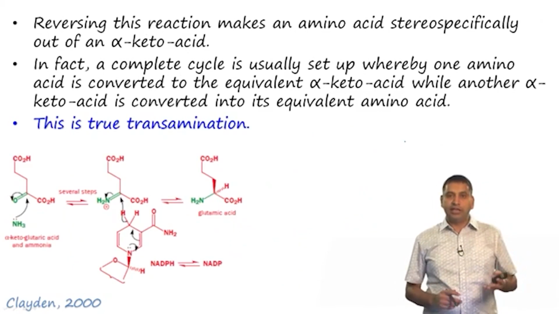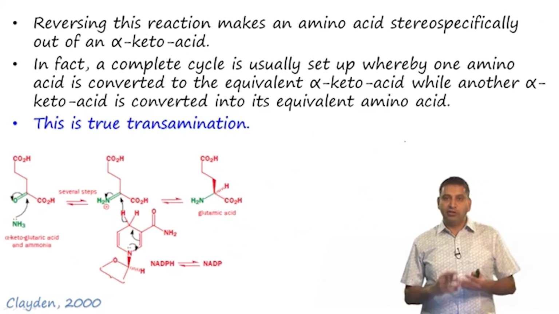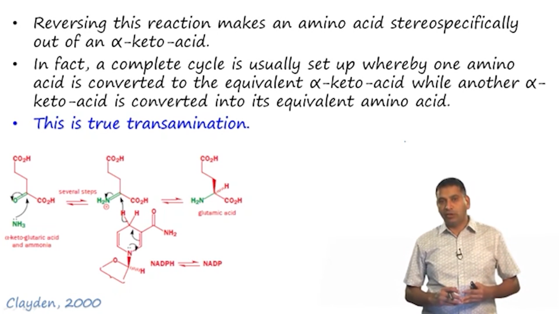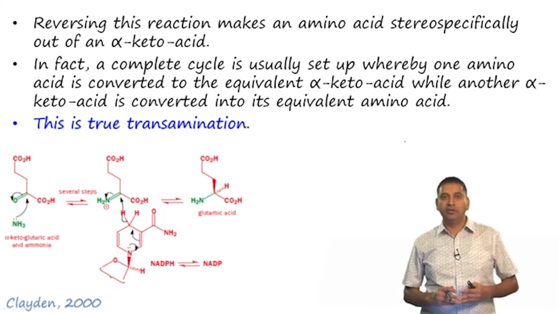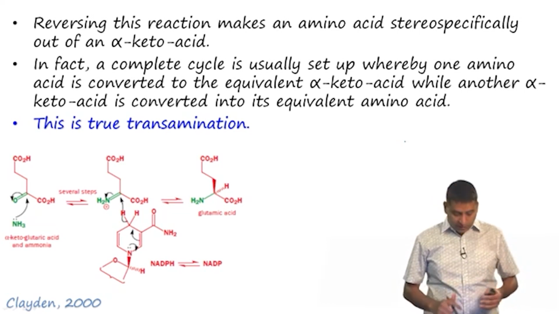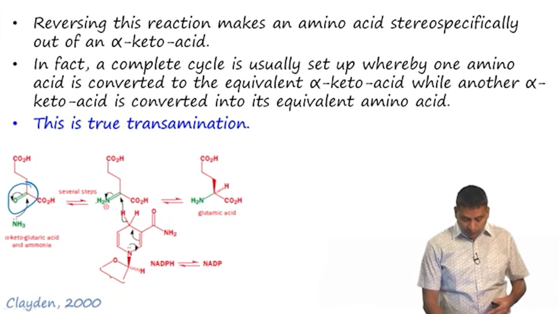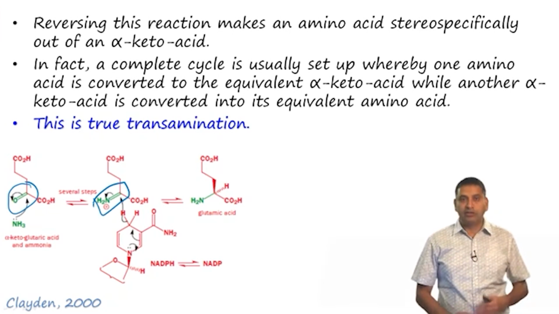Now, reversing this reaction makes an amino acid stereospecifically out of an alpha keto acid. So, you can consider that ammonia can react with this alpha keto acid, in this case alpha keto glutaric acid, and it will form this kind of an imine, right, and this happens through several steps.